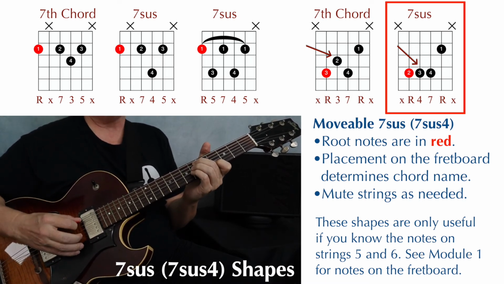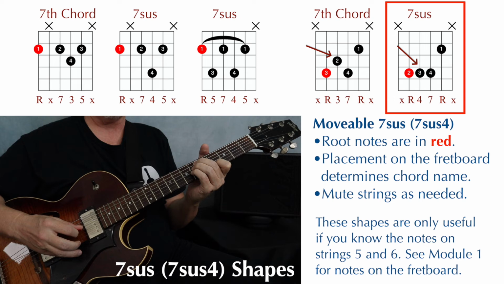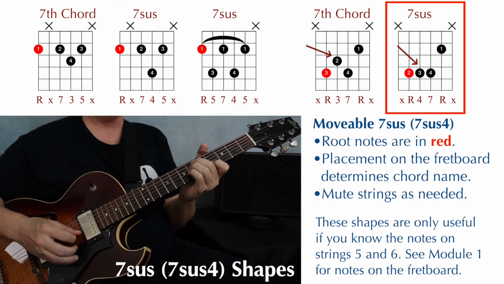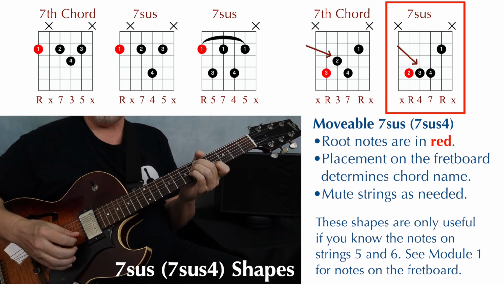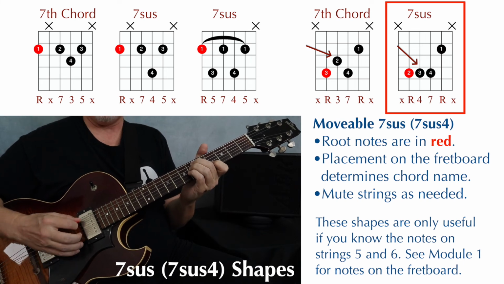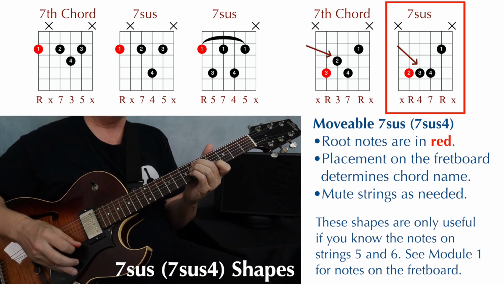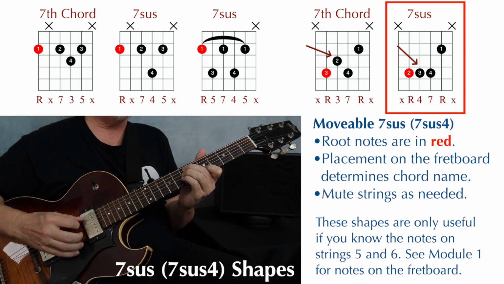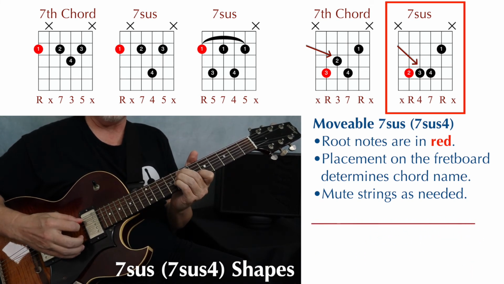So we have second finger playing the root, third finger playing the fourth, fourth finger playing the seventh, first finger playing another root. So there is no fifth in this shape, and we are muting the first string and the sixth string. And this is also a movable shape. I happen to be playing an E flat 7sus because the root of the shape is on the E flat, string 5, fret 6. If I were to move it up 1 fret, so now my first finger is on the 7th fret on the 5th string, that E, now it's an E7sus. And if I move it up 1 more fret, it's an F7sus.